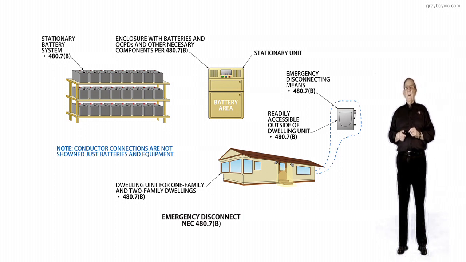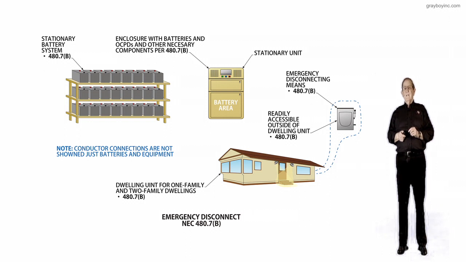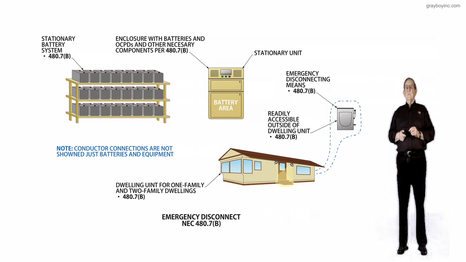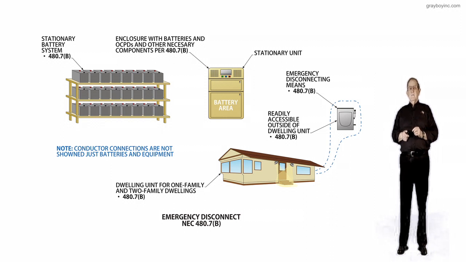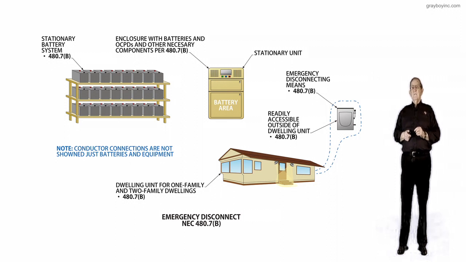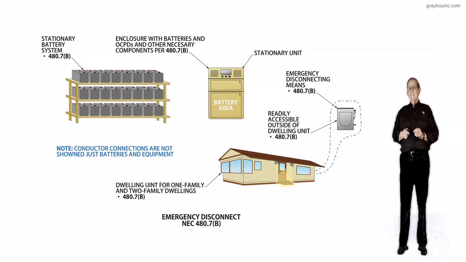517.30(B)(3). Now, once again, if you're designing for these battery systems and you're locating these battery systems with disconnects and so forth in a healthcare facility, then see NEC 517.30(B)(3). This illustration and this purpose of change all provides information for emergency disconnects under the regulations of 480.7(B).